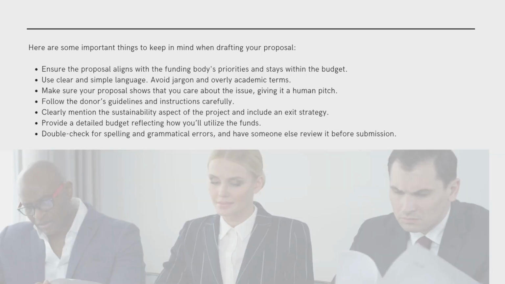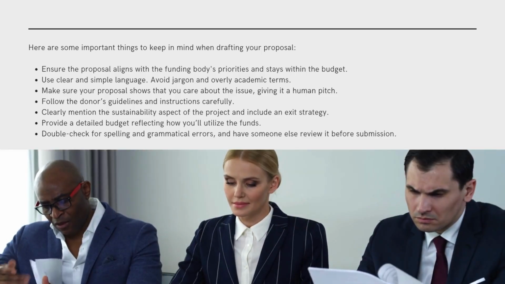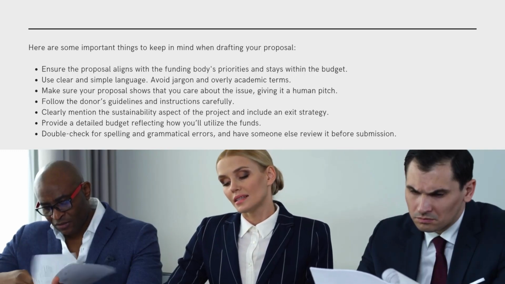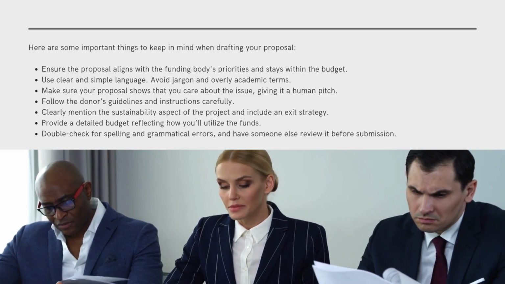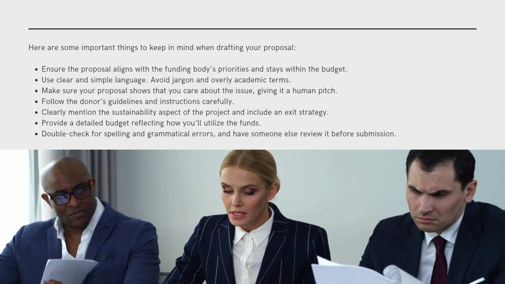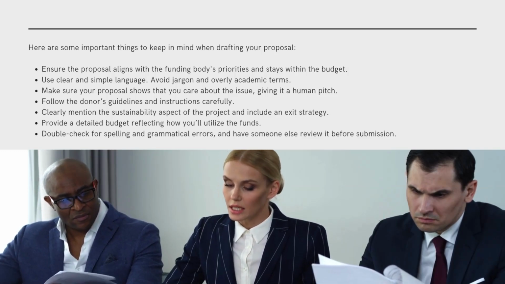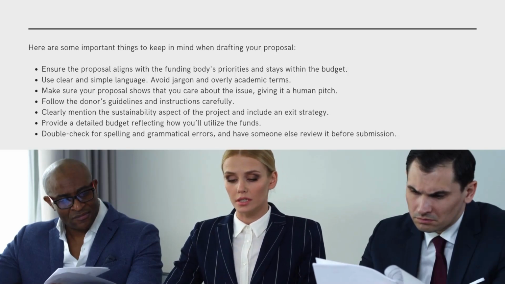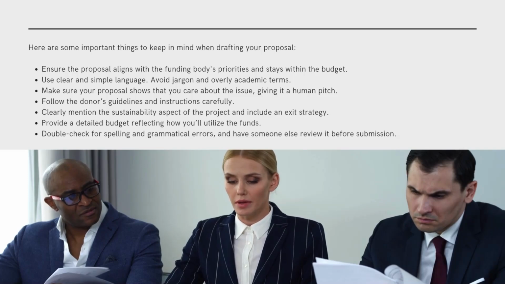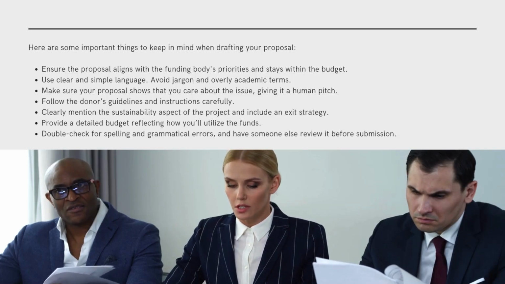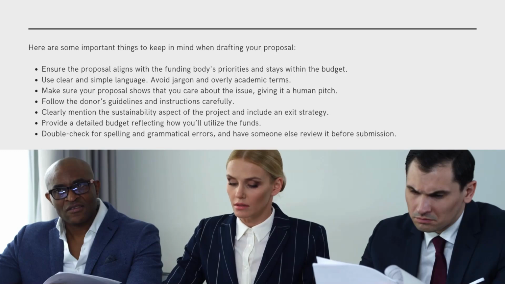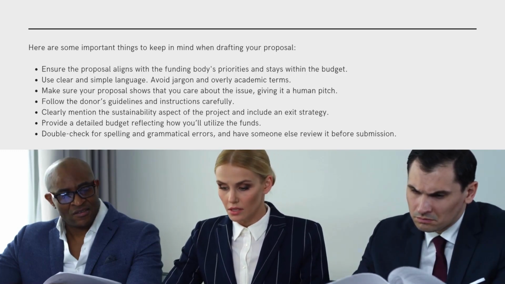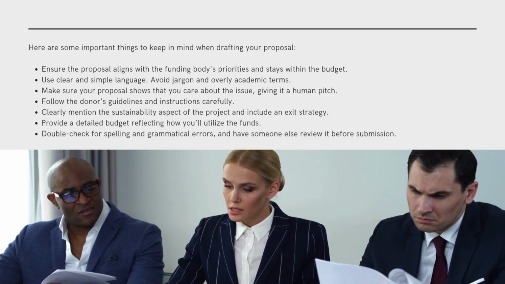Here are some important things to keep in mind when drafting your proposal. Ensure the proposal aligns with the funding body's priorities and stays within the budget. Use clear and simple language. Avoid jargon and overly academic terms. Make sure your proposal shows that you care about the issue, giving it a human pitch. Follow the donor's guidelines and instructions carefully. Clearly mention the sustainability aspect of the project and include an exit strategy. Provide a detailed budget reflecting how you'll utilize the funds. Double-check for spelling and grammatical errors and have someone else review it before submission.